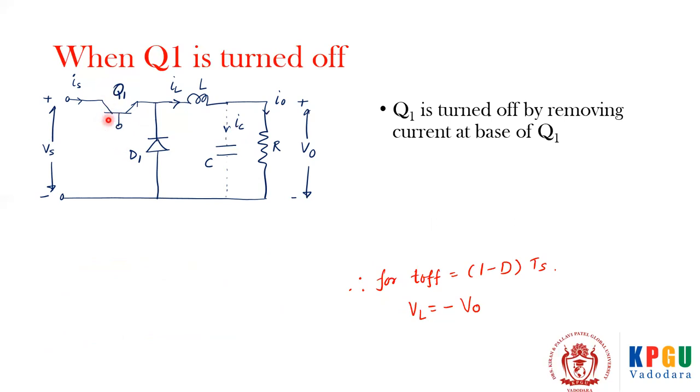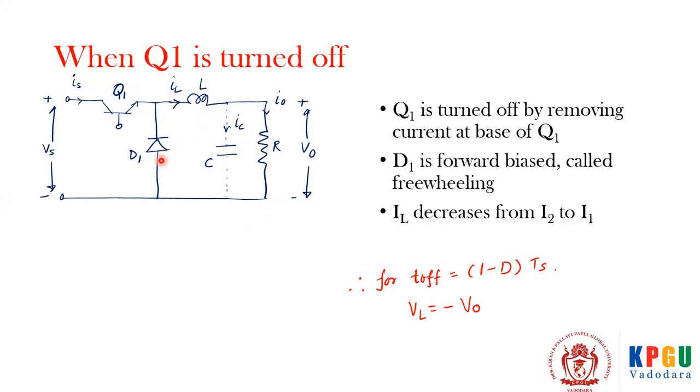So when you turn it off, this is disconnected, and as the current through the inductor cannot vanish, this D1 becomes forward biased, right? So D1 is forward biased, which is called freewheeling action. And IL, of course, as there is no source, whatever energy is stored in the inductor, that is 1/2 Li square, is dissipated in the resistance, and so we can say that the current reduces from I2 to I1.